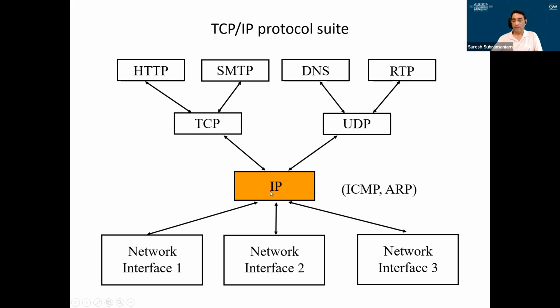So IP is the network layer protocol, and above the network layer is the transport layer. I'll briefly mention what the transport layer is later, but there are two main protocols, TCP and UDP, at the transport layer, and sitting on top of this are various applications. You all know what HTTP is, and SMTP stands for Simple Mail Transfer Protocol. This is a protocol that's the heart of all email programs.